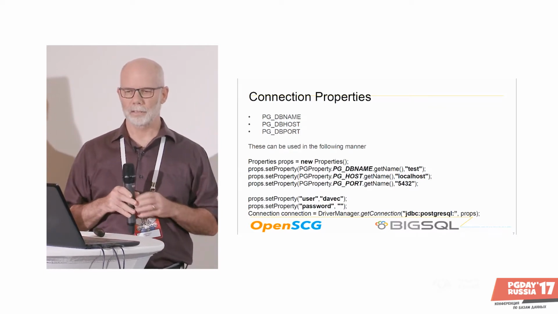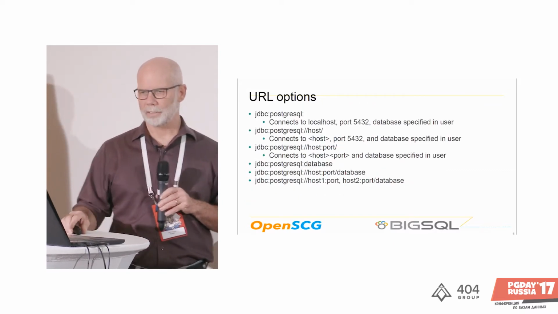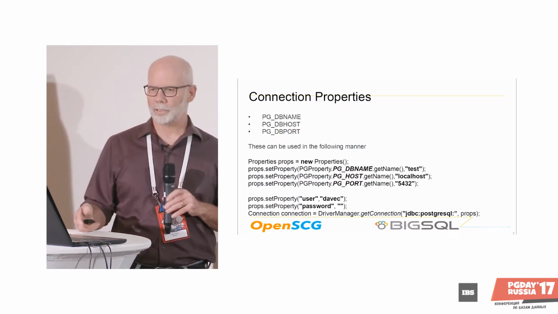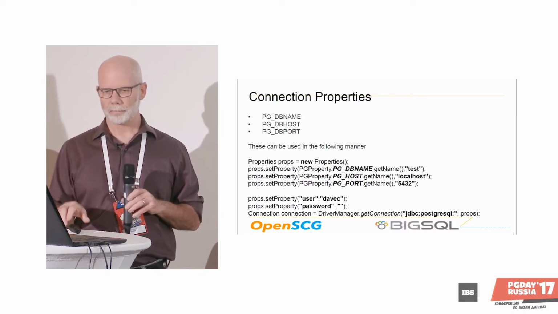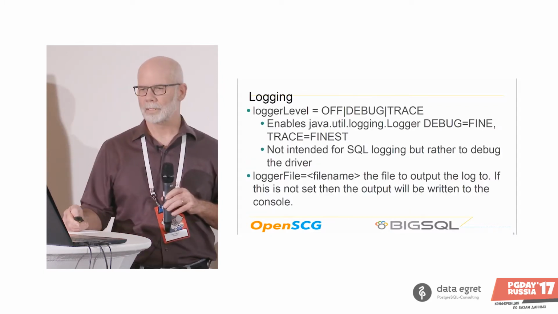But essentially they can be used in the first connection parameter, or the first connection URL there, to specify which database you want to connect to, which host you want to connect to, and which port. These are relatively simple, and we'll get into some more complicated ones shortly.